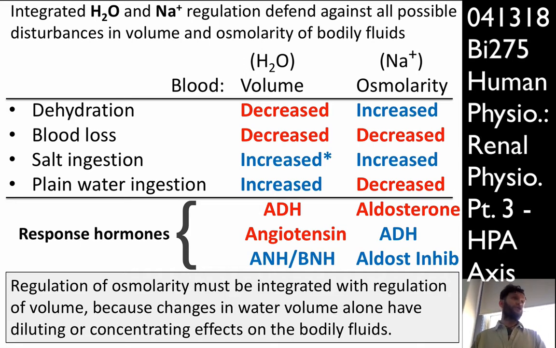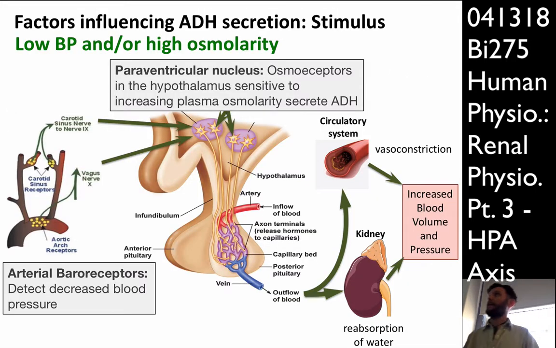Anyways, or you could just drink a bunch of plain water. And not bringing the electrolytes into the body, that would increase blood volume but decrease osmolarity. So there's going to be different, varied responses between the HPA and the RAA axis in any of these certain cases. I think I've wrung everything out of that slide.